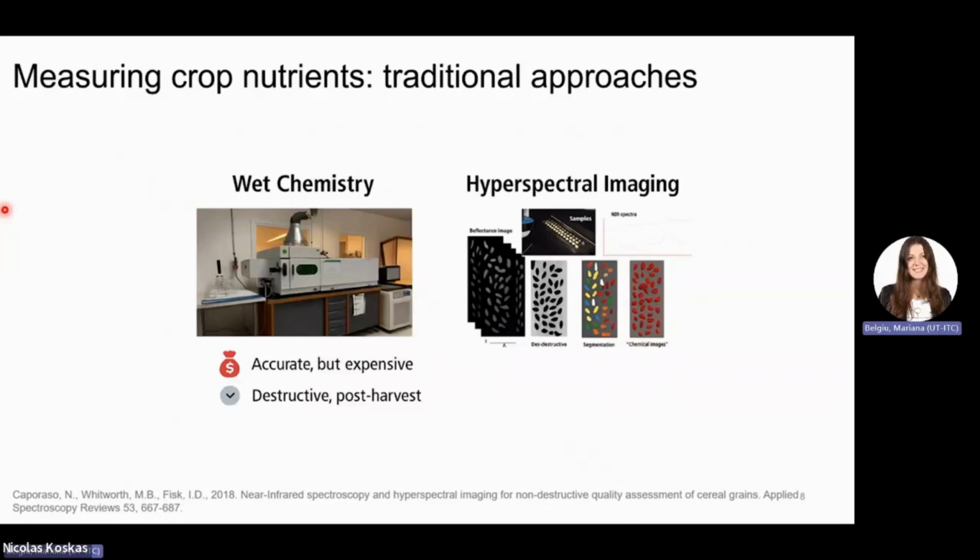It means that even if we identify that the crops are lacking specific nutrients, it is too late for farmers to intervene. Also, because they are so expensive, we cannot use them to scale across large areas and to provide timely information. In other words, we need faster, more scalable, non-destructive methods, and this is where our work comes into play.